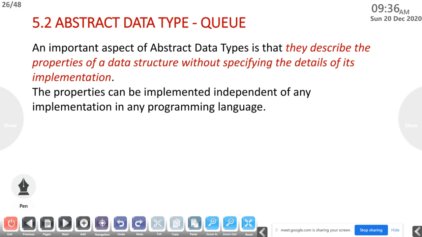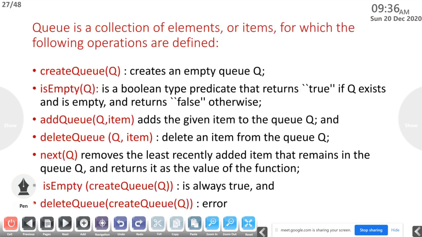Then a queue is a collection of items for which the following operations are defined. In a stack also we describe the operations. Here in the queue, create queue is there. What is that create queue? It creates an empty queue. So we can create a queue named the letter Q. Then is empty. Then we can check whether the queue is empty or not.